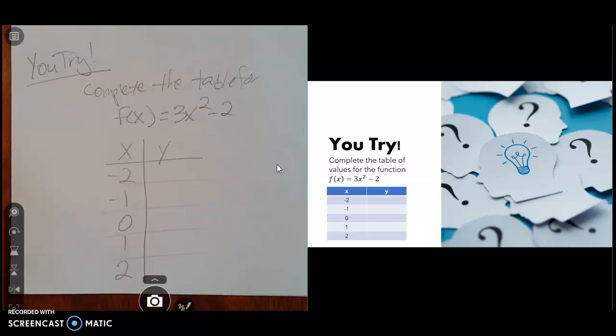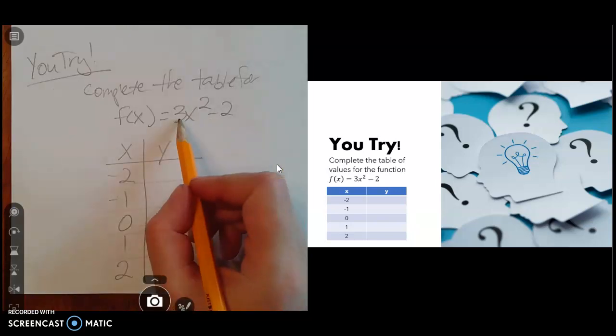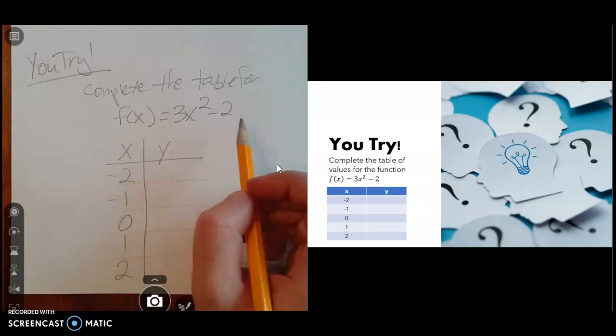Hi, you all just finished a U-try where you got to complete a table of values for a function. So really this is what we were practicing, but we graphed it afterwards. I just wanted to make sure that you can at least fill out a table of values and do that part okay. The function I gave you had a combination of a couple of things that we worked on.